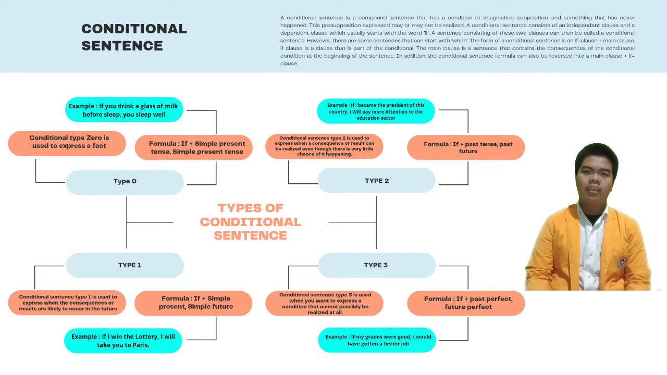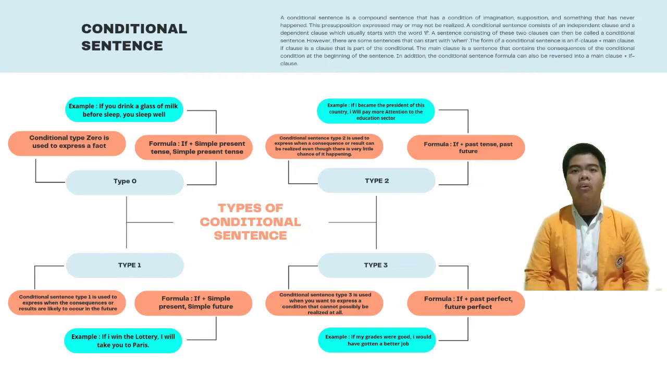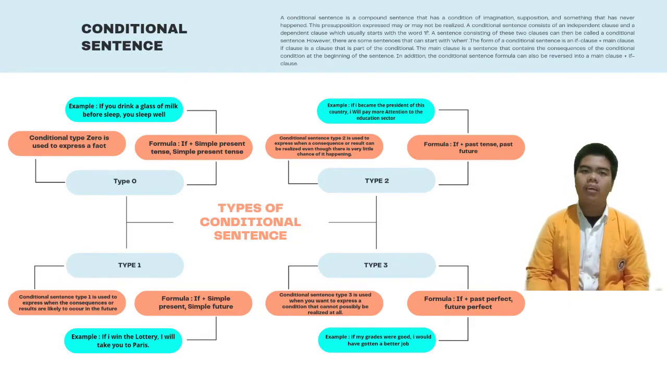Okay, the third is the conditional sentence of type 2. Conditional sentence type 2 is a conditional sentence that is used to express when a consequence or result can be reached even though there is very little chance of it happening. And the formula for conditional sentence type 2 is if, past tense, and past future.